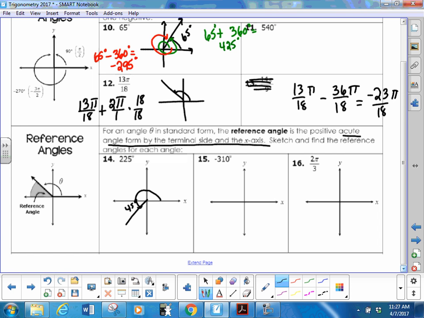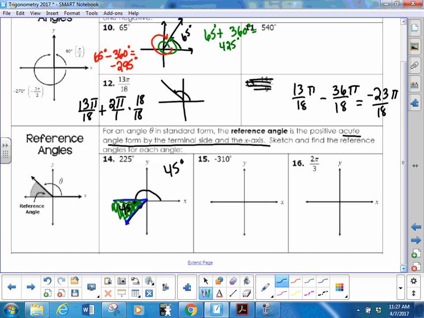So what is my reference angle? Remember your reference angle, here's my terminal side, right? And here's the x-axis. So what's my reference angle? 45 degrees, good. Your reference angle is the angle between your terminal side and your x-axis. So in this case, it's 45 degrees.